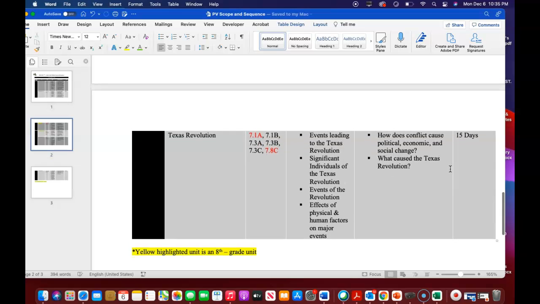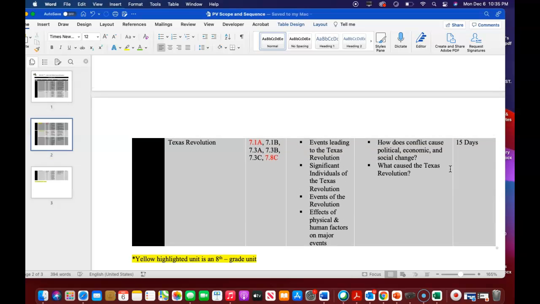You will wrap up the 2nd grading period with the Texas Revolution. So the students understand how the United States became a country and got its freedom. They understand how Mexico became a country and got its freedom. Now they're going to move into how Texas got its freedom.